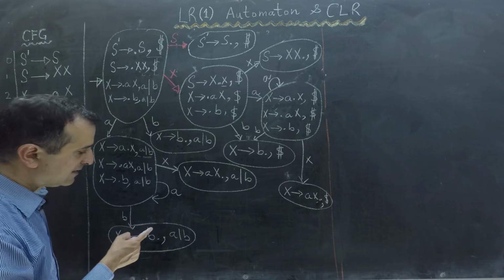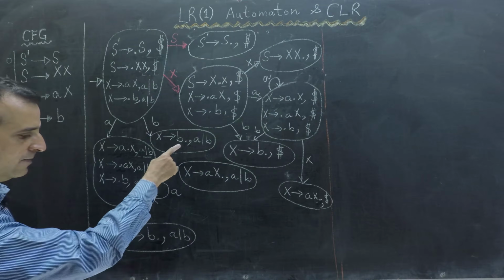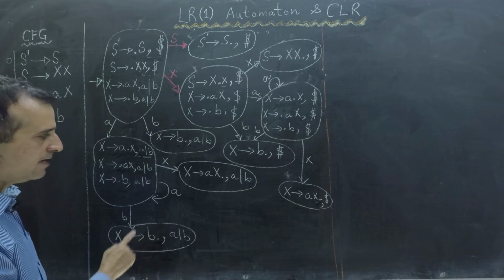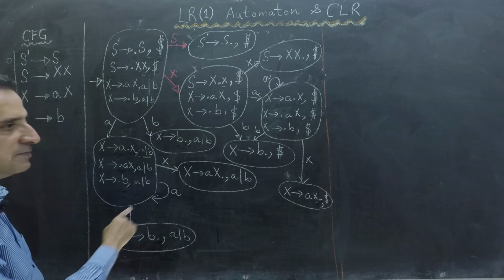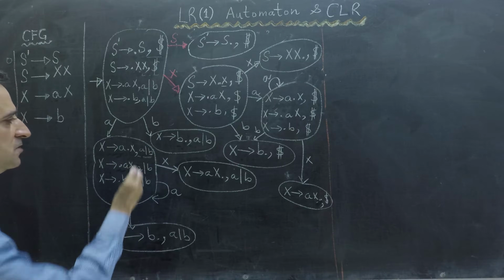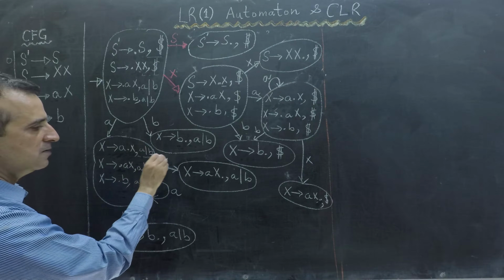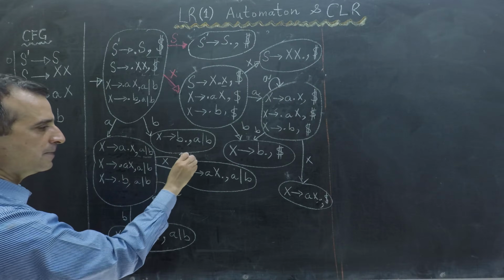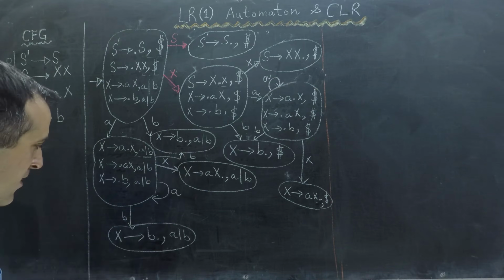But this state already exists here. So I will not create this state again. On B, I will just point to this existing state. So I will point to this state on B. I will not create a new state.